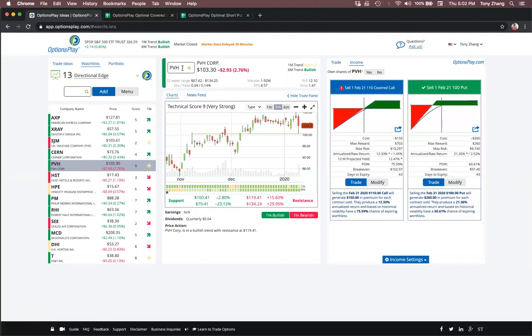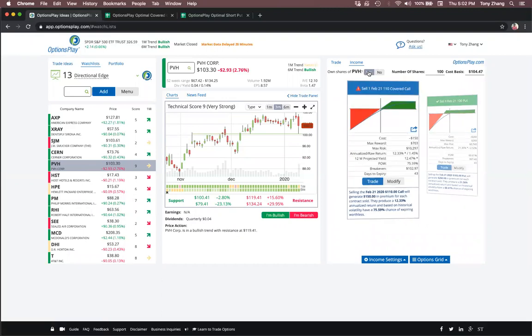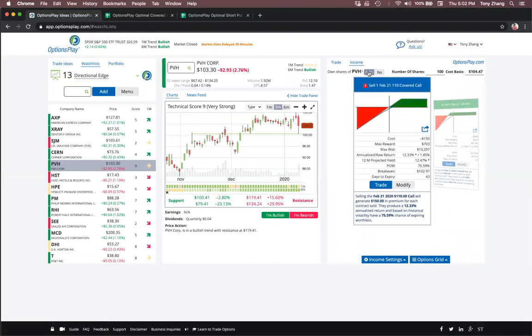So if you want to own PVH, you can immediately look at selling February 21st 100 puts in order to potentially own the stock. And if you're looking to sell covered calls, this is another feature that we've built, because sometimes you do a lot of work trying to find a covered call just to realize that something suitable doesn't quite exist. So we really built this in a way to make it as easy as possible.